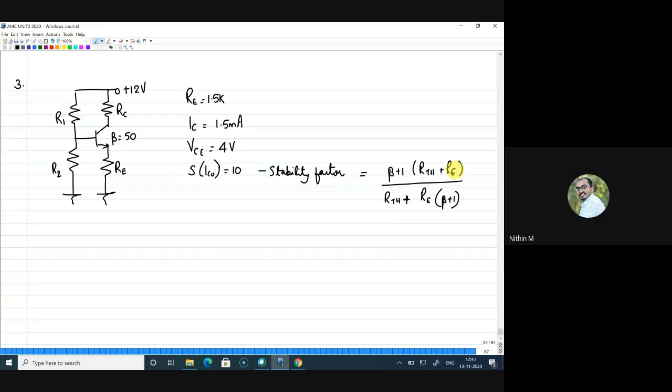All right, Noel. Let us come back to the question. The very first thing you can do here is find all the currents. IC is given as 1.5 milliamps and beta is given as 50. So you can find IE and also IB. Can you quickly tell me the values for IE and IB? Those who are getting answers can post.